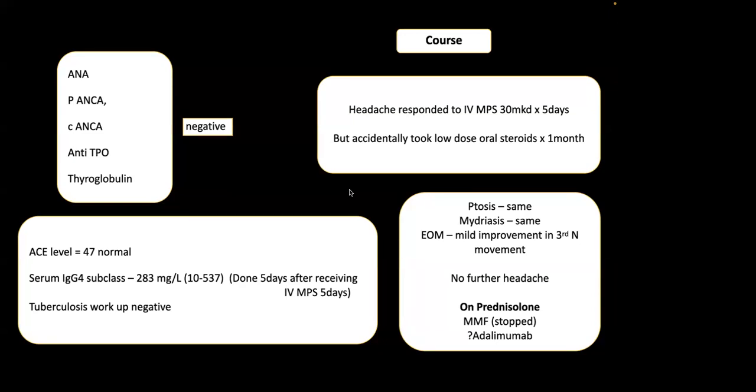So the course is the child received MPS and the headache responded, but the movements haven't responded to steroids. In between, the child was started on a low dose of MMF, mycophenolate mofetil as well, but he has taken it for only 2 weeks. So now he has no further headache. There is mild improvement in the third nerve muscles, and he is currently on methylprednisolone. So we were thinking whether to continue only steroid or whether there are differentials. Is it only Tolosa-Hunt or should we work up for IgG-related diseases or other disorders?